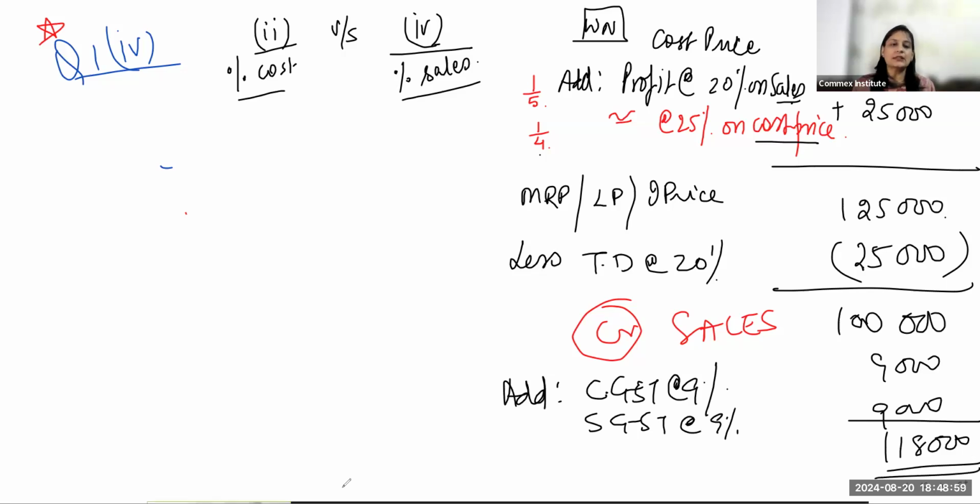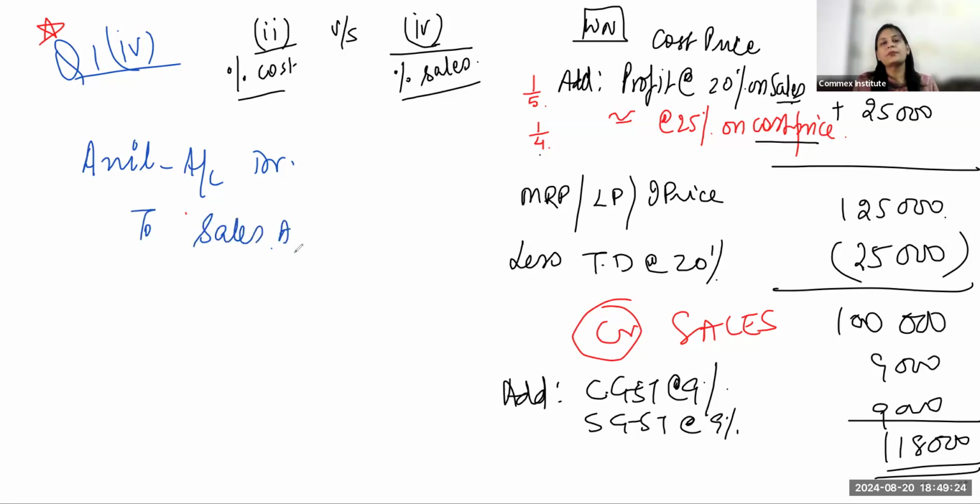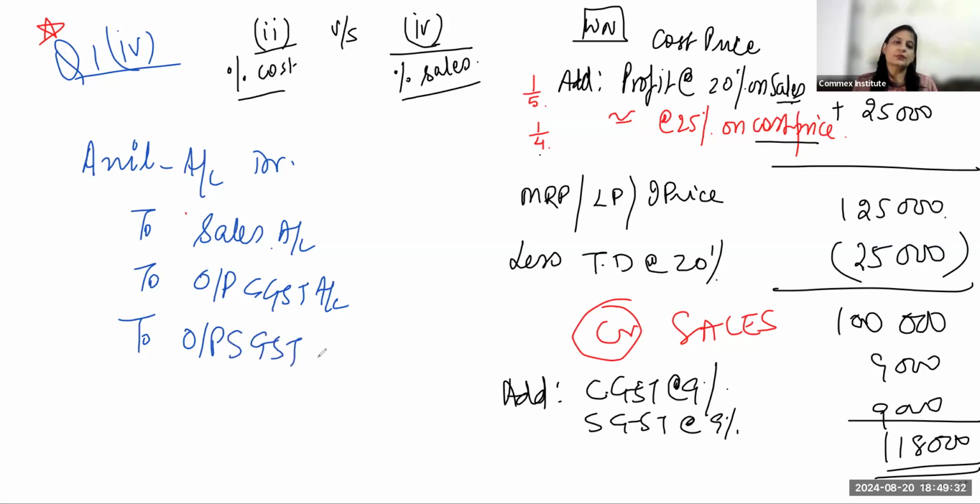Now we have to pass the transaction. So see the transaction button. This is a credit transaction, right? So Anil account debit. No cash discount, so discount would not be there; to sales account, to output CGST account, to output SGST account. So output CGST and SGST for sure we know is 9,000, 9,000.